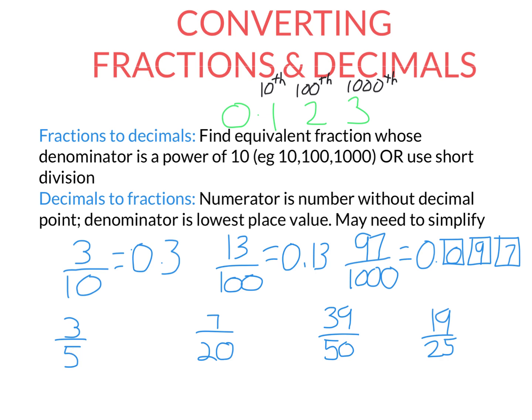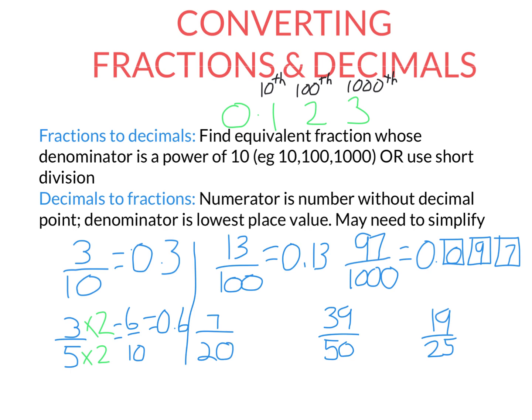So for example, 3/5, I'm going to make an equivalent fraction whose denominator is a power of 10. If I times top and bottom by 2, I actually get 6/10. The denominator is a power of 10. So that just means I put a 6 in the tenths column. Easy as. What about 7/20?